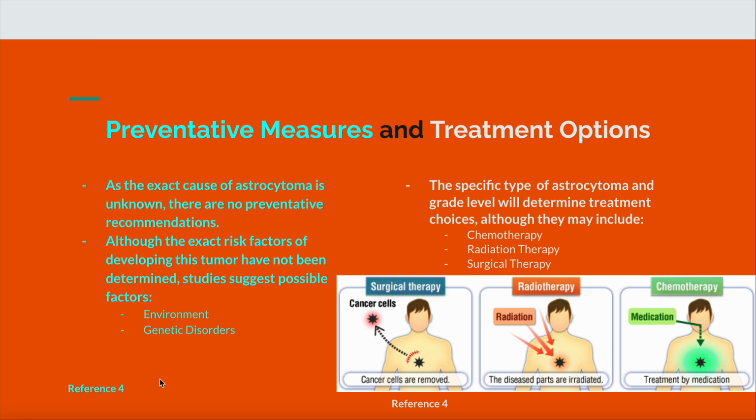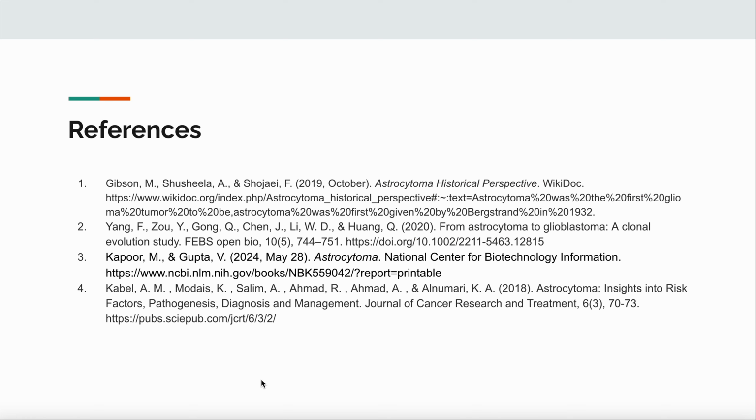You can see here for the preventative measures and the treatment options, I used reference 4, which again you can find on the last slide, which I will present to you at the end. Oh, I guess this is the end. Okay, so here are my references. You can see 1, 2, 3, and 4, and again you can go back through to see which slides are for which references.